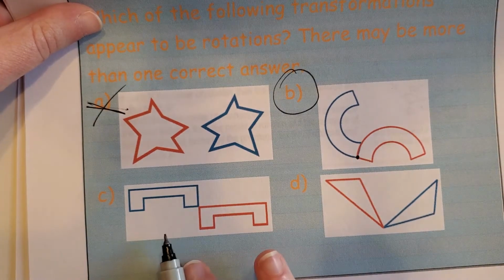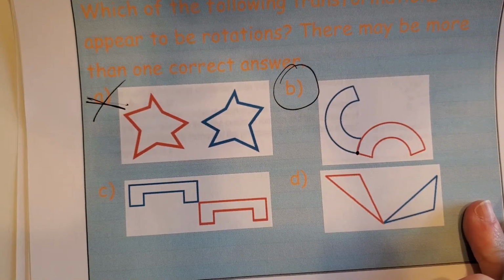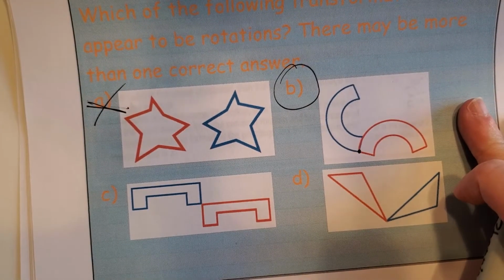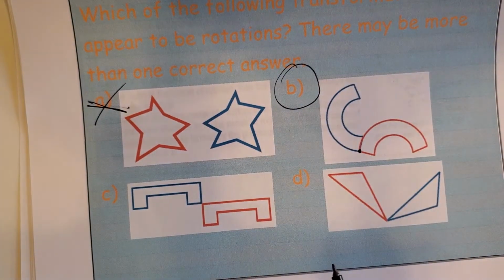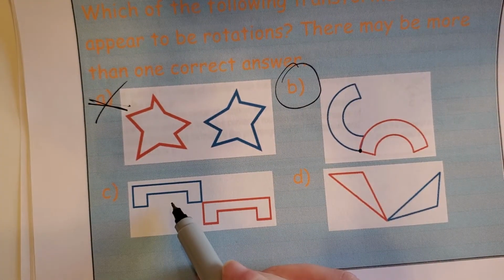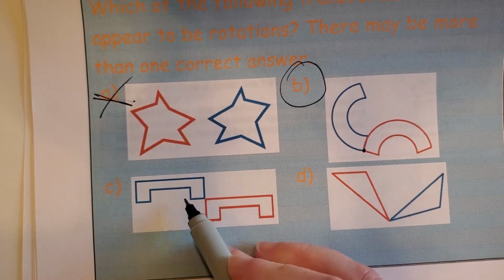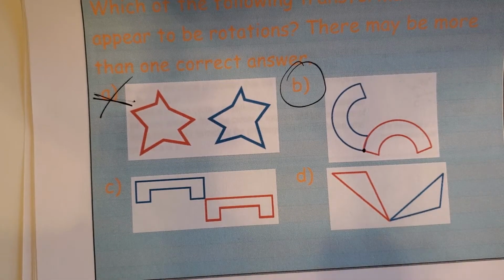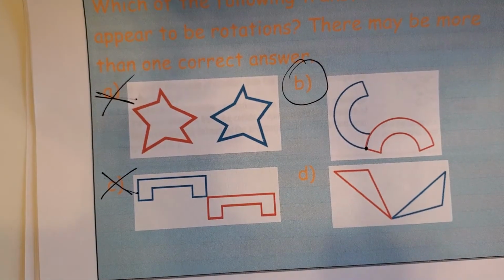C, your figure is oriented the exact same way. That's another thing that I hadn't mentioned about rotations: same as with everything else, your figure is the exact same shape, the exact same size. It's just oriented a little bit differently. For example C, it's oriented between the blue and the red exactly the same way. It just looks like it's been shifted down and to the right, which would be a translation. So that's not going to be it.